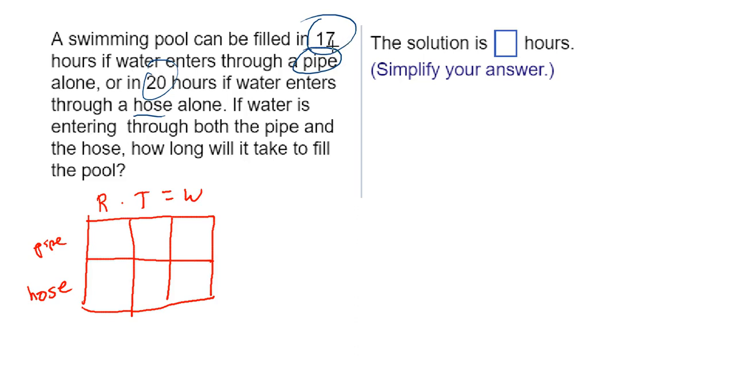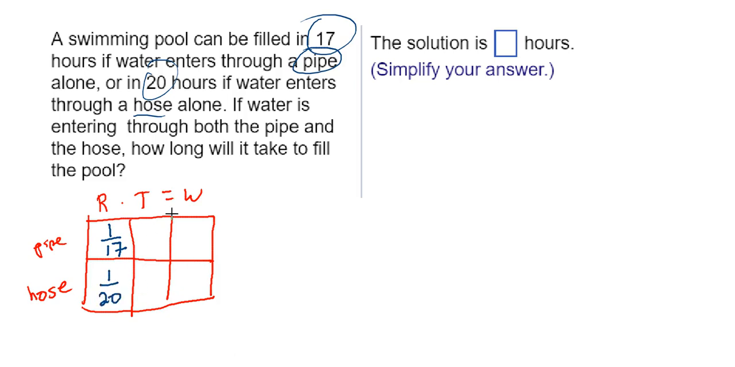And so if the pipe takes 17 hours alone, then the speed for the pipe is 1 over 17, right? It's the amount of work the pipe is doing, which is one job, divided by the time it would take to do the job, which is 17 hours. So that's the speed for the pipe. The speed for the hose is going to be 1 over 20, right?